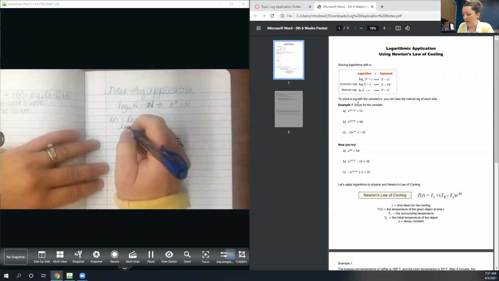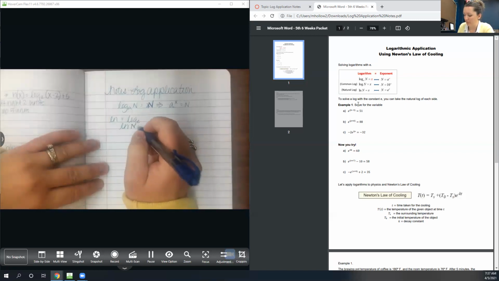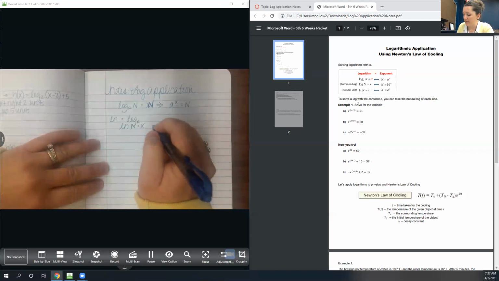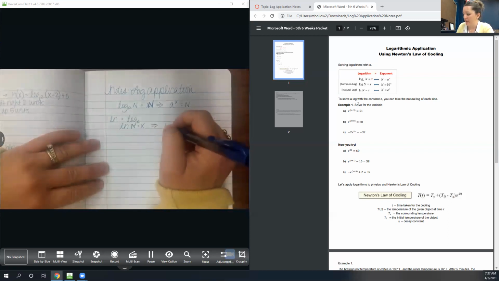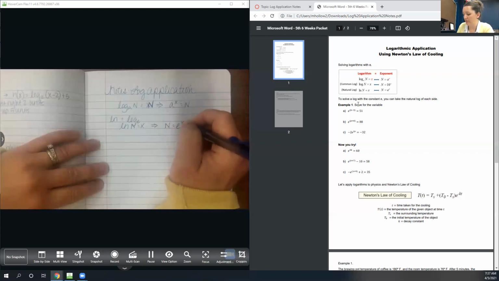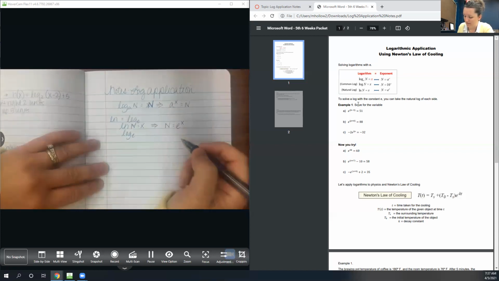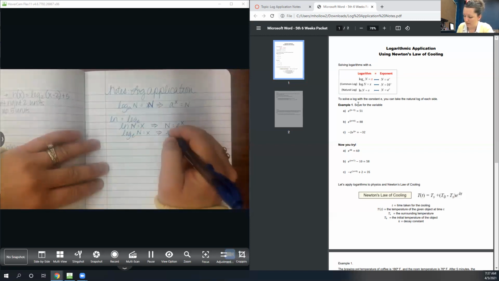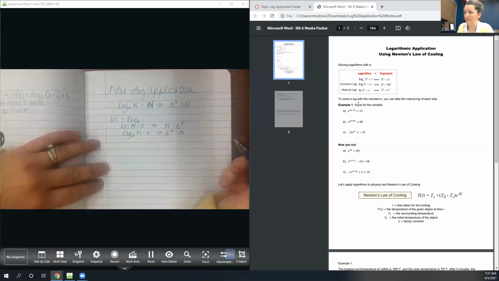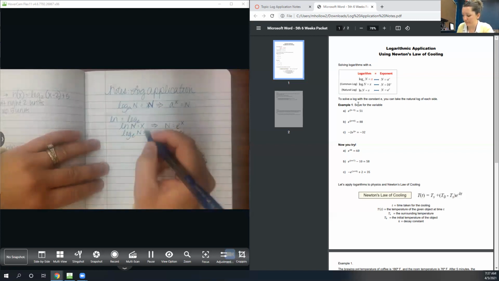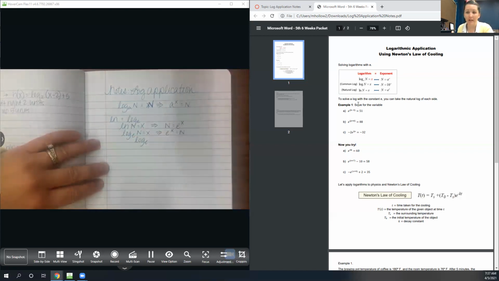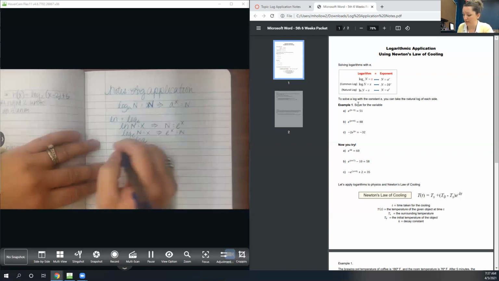If I have ln of n equals x, that is the same as me writing n equals e to the x power. Now, why is this? This is because ln is the same as log base e. So if I were writing it like this, then it would make a little bit of sense to say e to the x power equals n, right? So when I take the log base e of both sides, then I can cancel those out. We're going to see what this looks like in example 1. So follow along with me here.